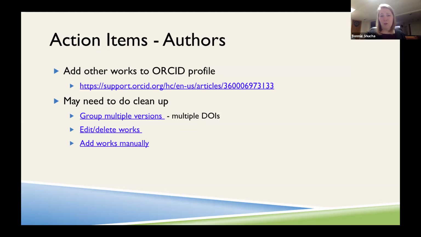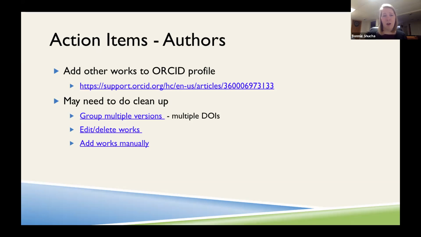I did find, at least with my own profile, there were things with multiple DOIs. So the same article had two DOIs, one that was coming from Hein and another one that was coming from SSRN. So I had to go in and do some cleanup and merge those together. Then I had to add some work manually. So although it's quite easy to create a profile, it does take some more work to curate that profile.